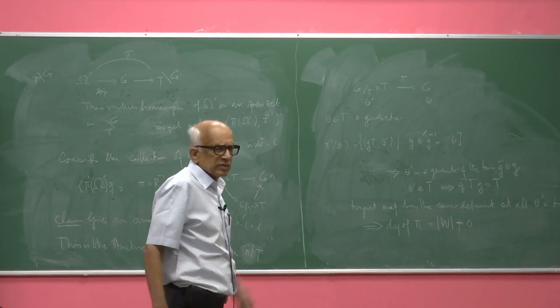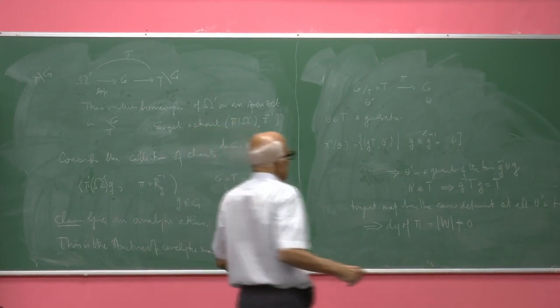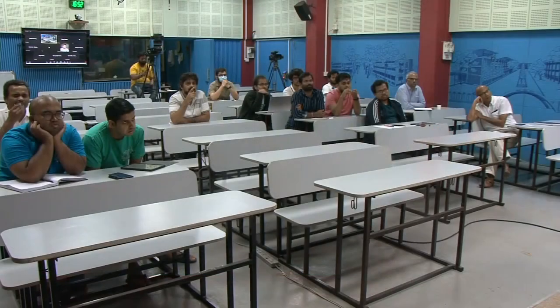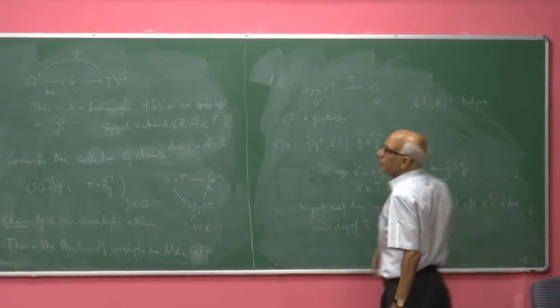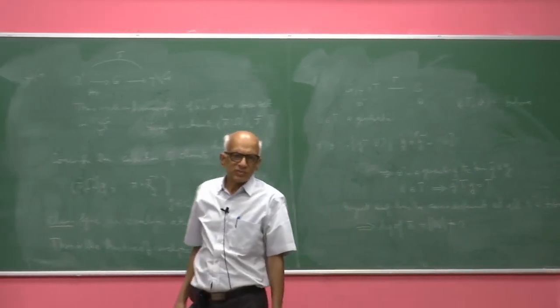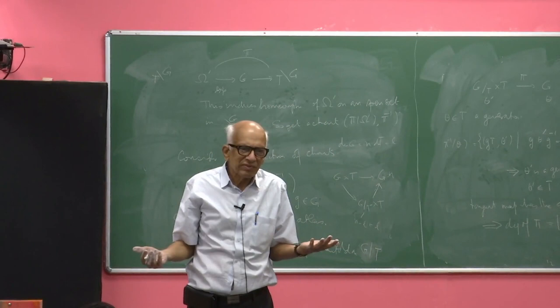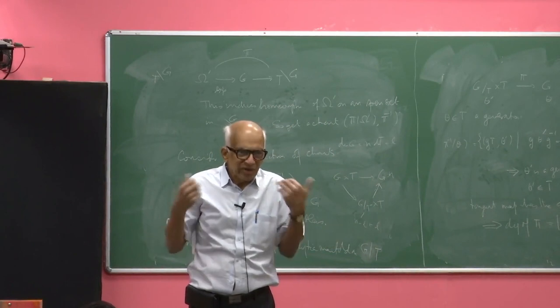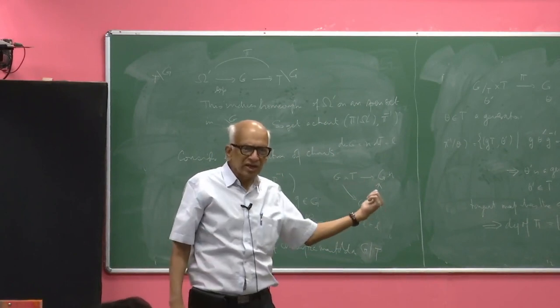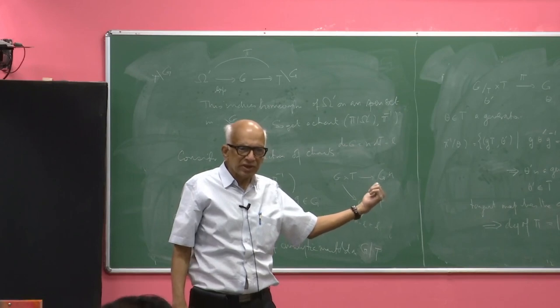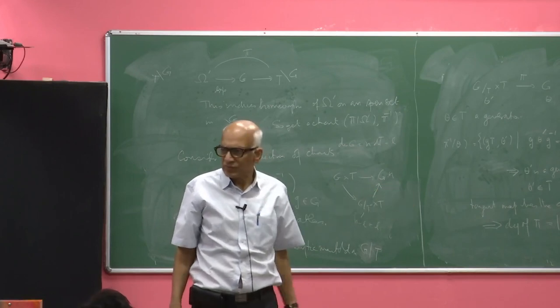Is the fiber empty? I mean, theta itself is there. The fiber is non-empty because it contains the identity element, the identity coset, comma theta itself.